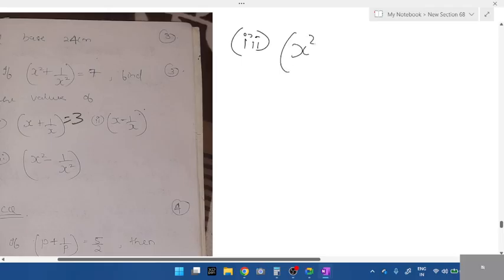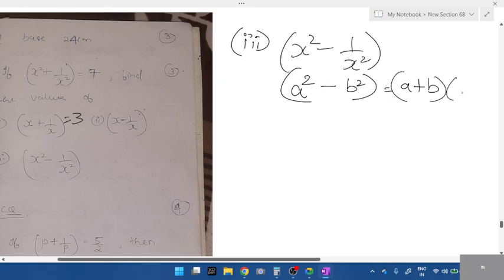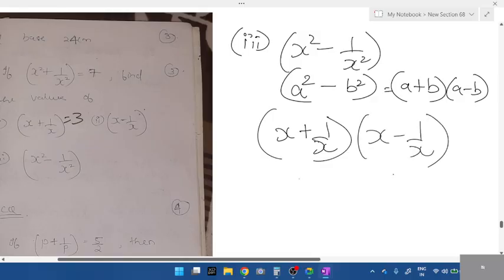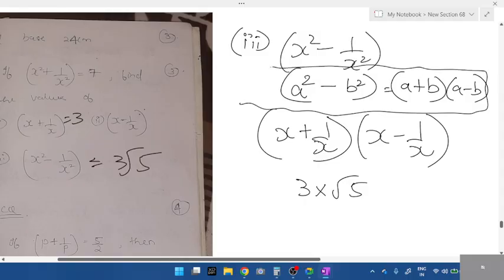Now, how does the third formula look? What did I tell you? In case of x, what do you have to read? a square minus b square. What is a square minus b square? Still, it's been almost 25 days. Still, you are not telling me the formula. What is a square minus b square? You keep telling the wrong answer. a plus b into a minus b. 1 by x into x minus 1 by x. x plus 1 by x is 3 multiplied by x minus 1 by x is root 5. The answer for this is 3 root 5. Still you are not thorough with the formula. How many times do I have to teach you all this formula?